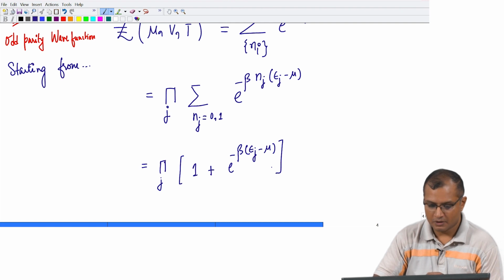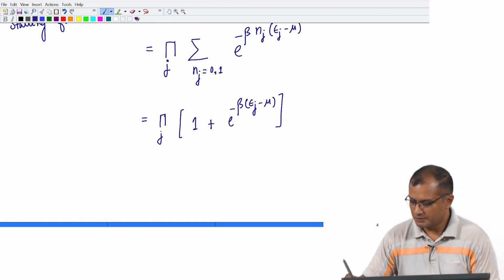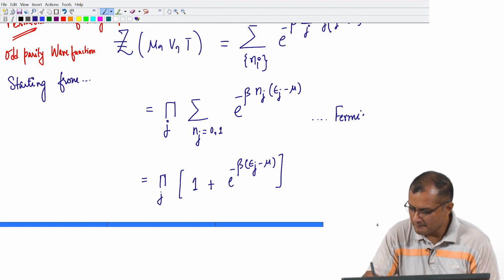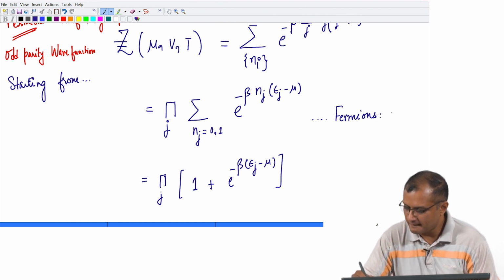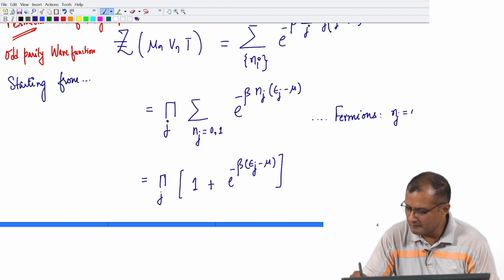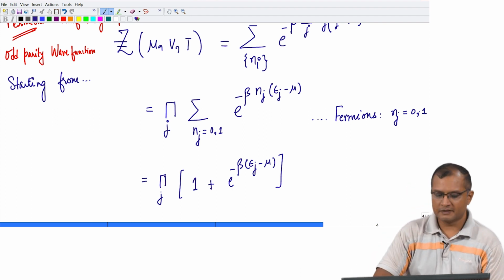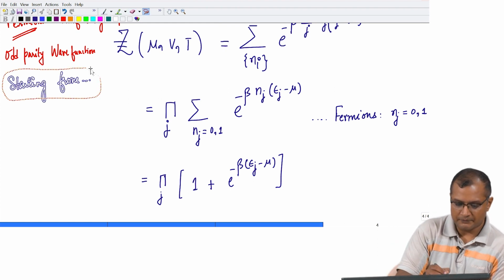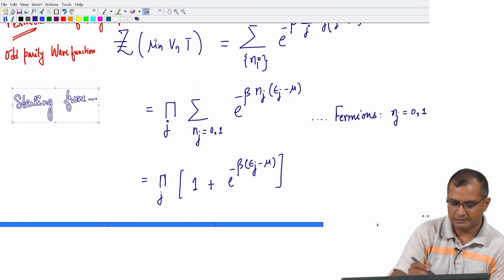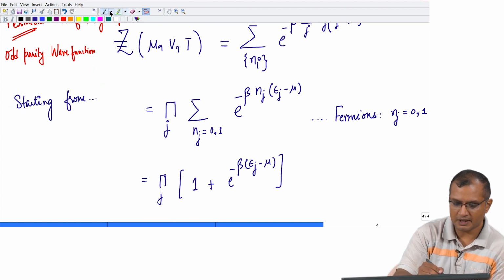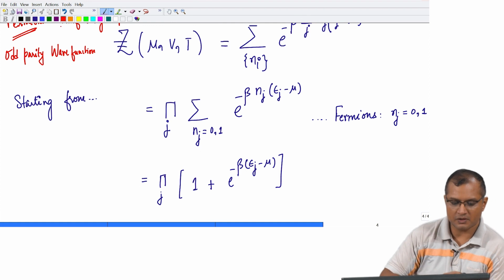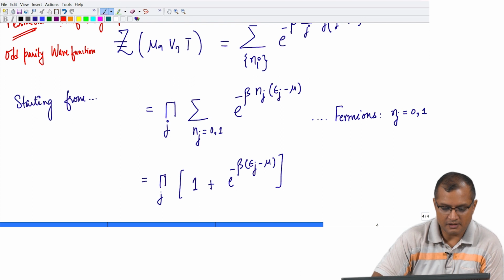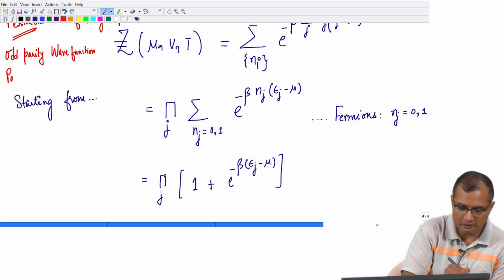So, keep in mind here that for fermions, because of Pauli's exclusion principle, like we wrote in the previous discussion, the oddness of the parity operation on this system results in Pauli's exclusion principle.